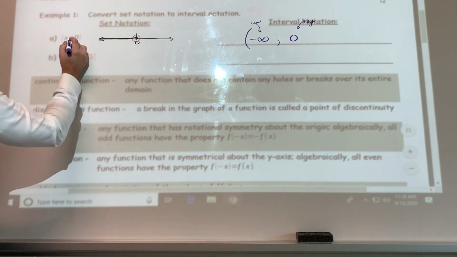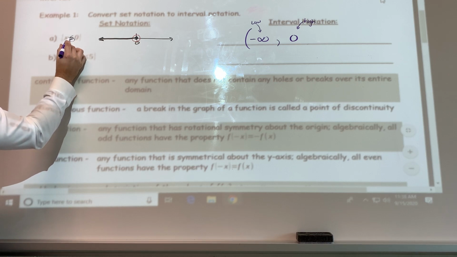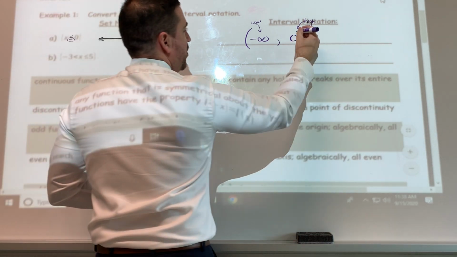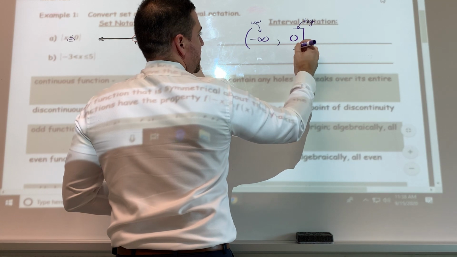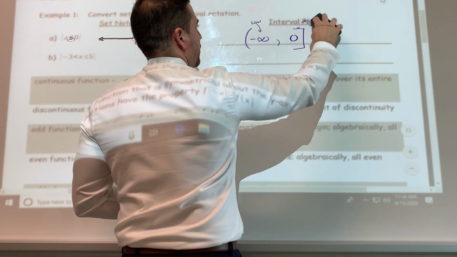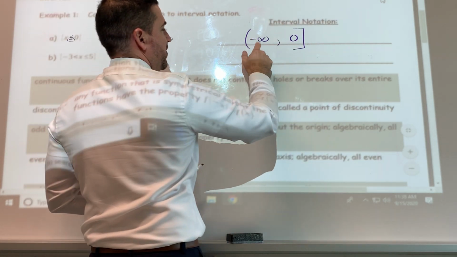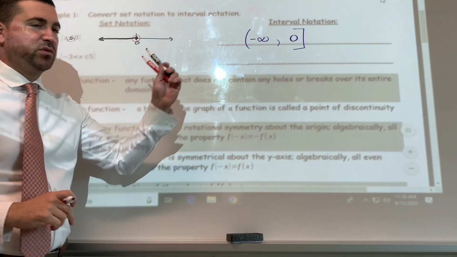But going back to the question, we have the less than and equal to. So since we have the equal to here, then we will put square brackets around the 0. Okay, so that is an interval notation. So our values go from negative infinity to 0.